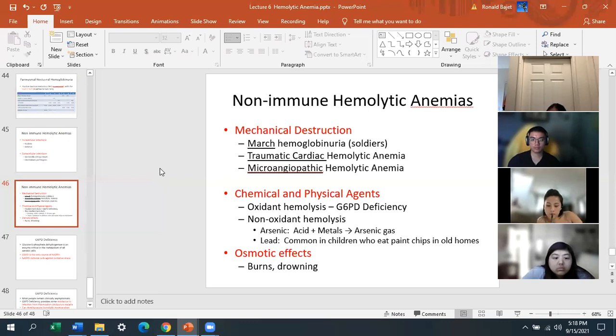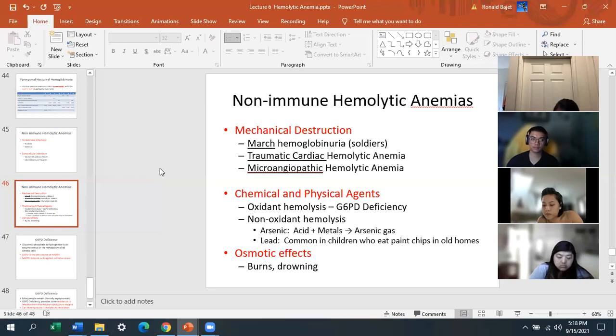Traumatic cardiac hemolytic anemia, where the heart valve is so intense that it's actually destroying the red blood cells. And microangiopathic hemolytic anemia, when they're destroyed going through the capillaries or your blood vessels. So there's three ways you can mechanically destroy red blood cells: by marching, traumatic cardiac and microangiopathic. Chemicals and physical agents can cause hemolytic anemia, can destroy red blood cells.